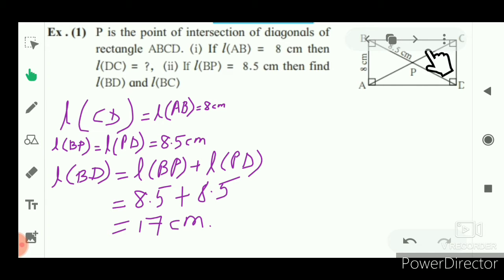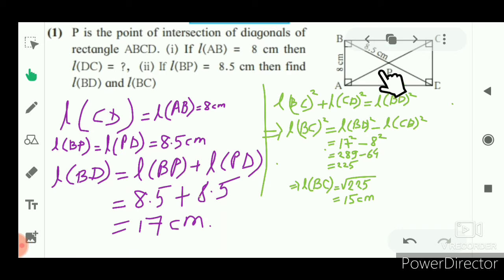Length of BC. Okay, so consider the triangle BCD. In this triangle BCD, it is a right angled triangle, right? Because one angle is a right angle and the hypotenuse is BD. We know the length of the hypotenuse and the length of CD, so we can easily find out the length of BC by applying the Pythagoras theorem here. In triangle BCD, it is a right angled triangle because it makes an angle of 90 degrees at the point C. So the side opposite to 90 degrees, what is the side opposite to 90 degrees?